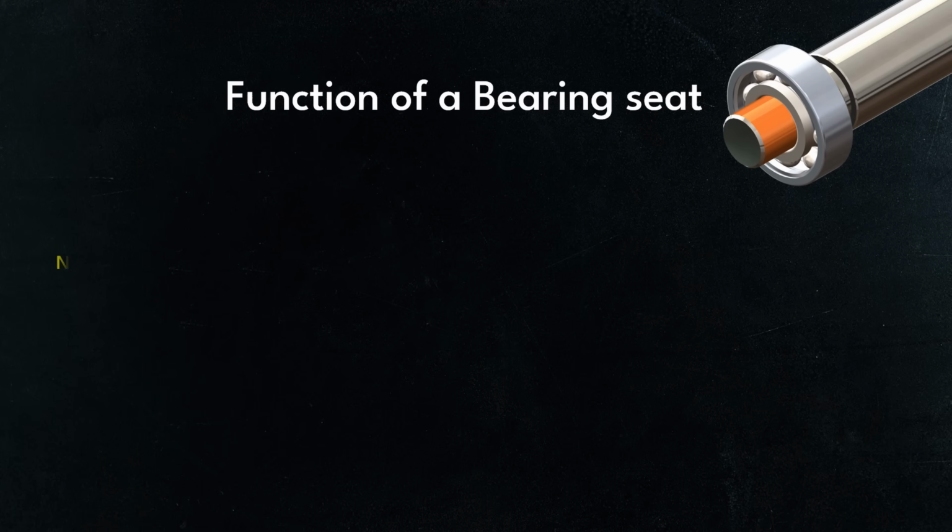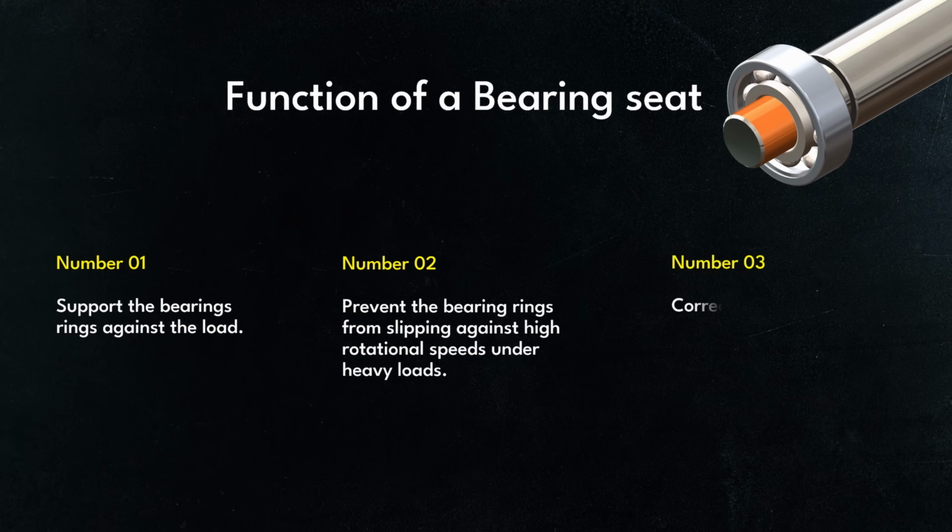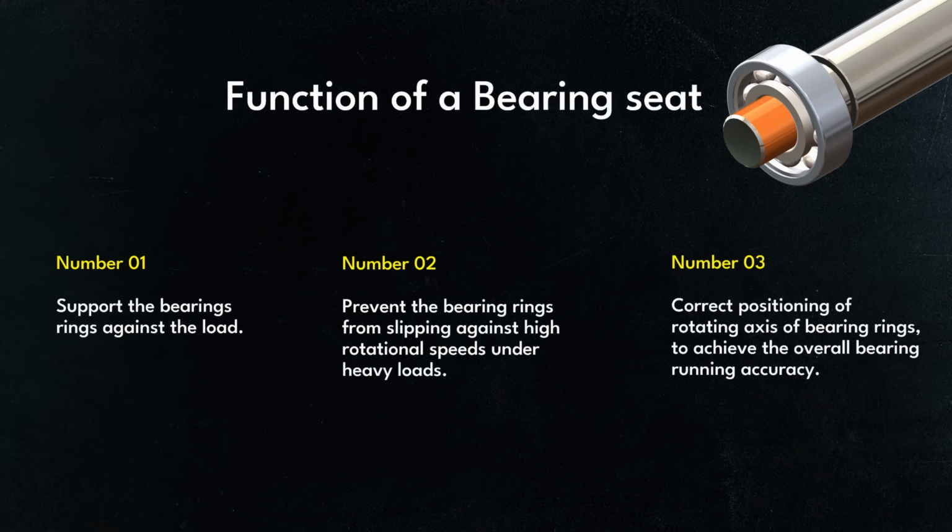And there are three main functions of a bearing seat. Number one is to support the bearing rings against the load. Number two is to prevent the bearing ring from slipping against high rotational speed under heavy loads. And number three is to correct the positioning of the rotating axis of the bearing rings to achieve the overall bearing running accuracy.